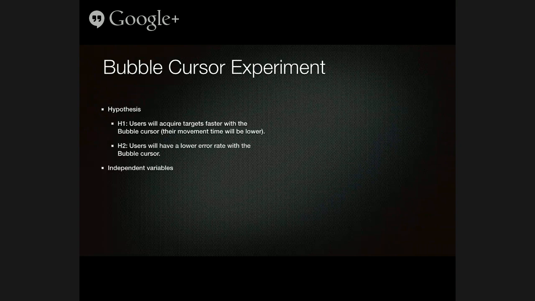Independent variables. What might we be varying in an experiment to learn about the bubble cursor? Yep. Density and frequency of targets. Okay, so there's a possibility that we're changing density or frequency of targets. That would be an experimental design. I would suggest that in this experiment, we're going to fix those. So those are going to be controlled. Given that new knowledge, what would be an independent variable here?